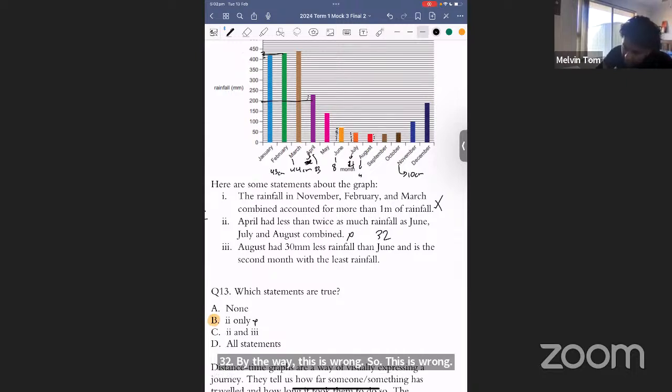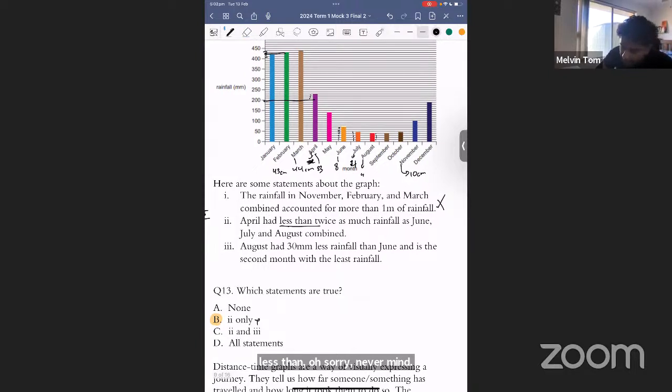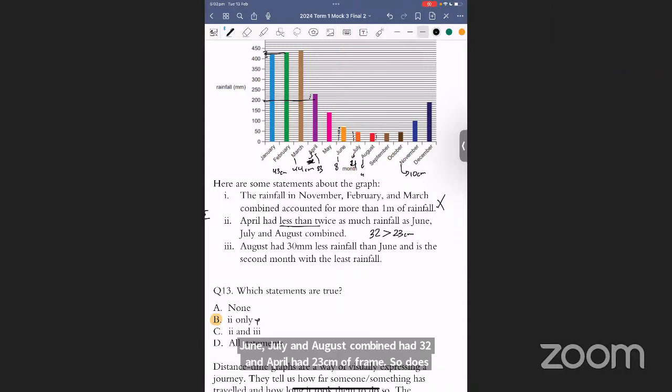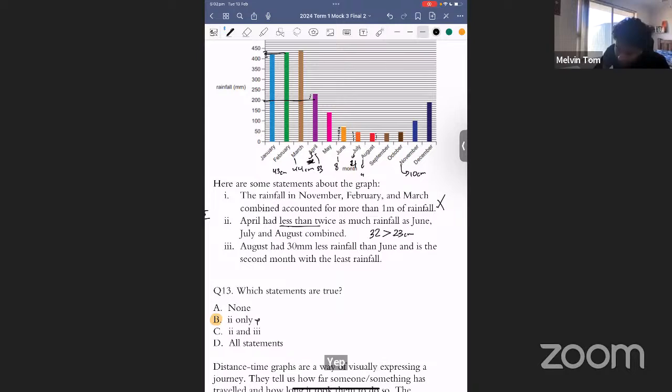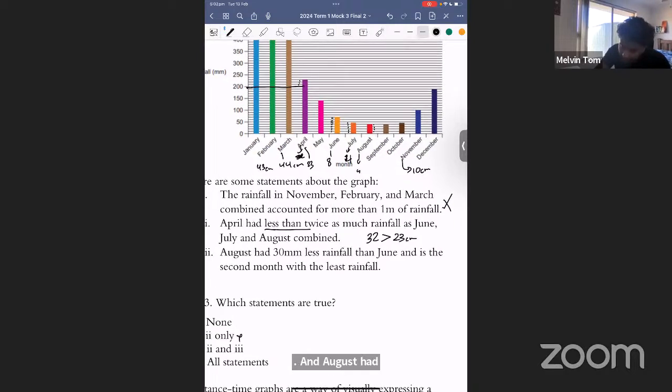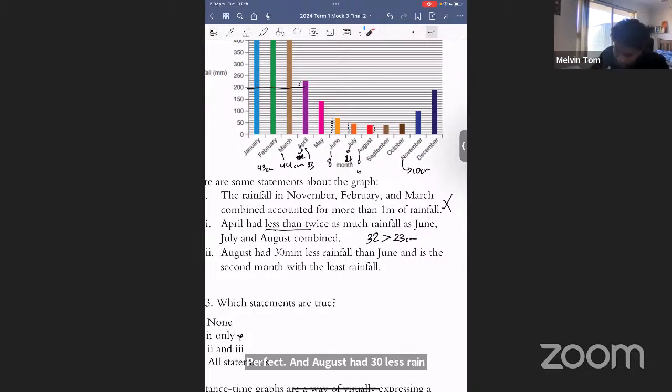So option B says April had less than twice as much rainfall as June, July, and August combined. Sorry, never mind, I apologize. June, July, and August combined had 16, twice that is 32, and April had 23 centimeters of rain. So does that make sense? Yep. And August had 30 millimeters less rainfall than June and is the second month with the least rainfall. So June had 8 and August had 4.